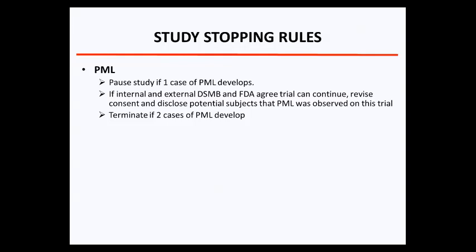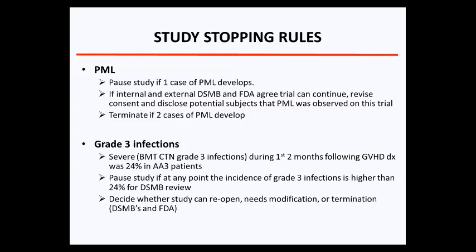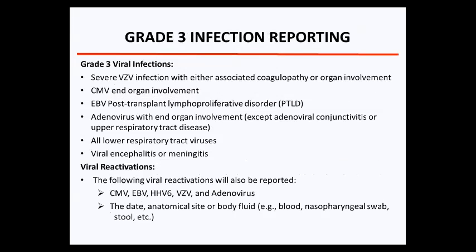Grade 3 infection: severe BMT-CTN grade 3 infection during the first 2 months following graft-versus-host disease diagnosis was 24% in an over 3 patient. This is data from Michigan. Pause the study if at any point the incidence of grade 3 infection is higher than those 24%, and decide whether the study can reopen or not, knowing that there was already no increased infection recorded in the marketing reports.